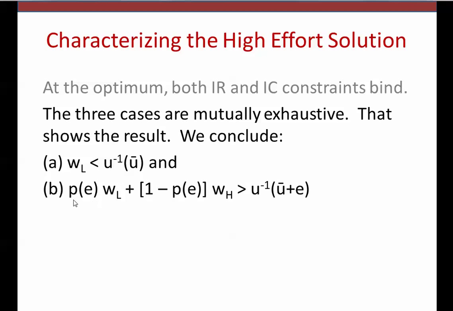And then this is the other part that's kind of important. The expected payment to the agent exceeds the certainty equivalent of the outside option plus the effort cost. So the principal is compensating for the outside option and the cost of effort, and because the agent bears some risk, this expected payment is bigger than this. This inequality holds because the agent is bearing some risk.